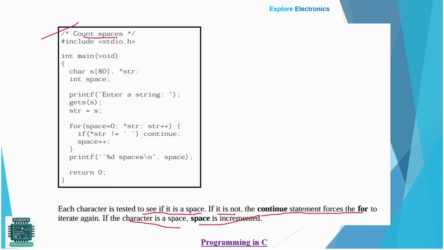If the character is a space, then space is incremented. That is space plus plus. This is an example program for the continue statement.